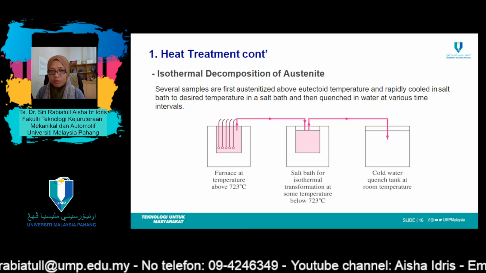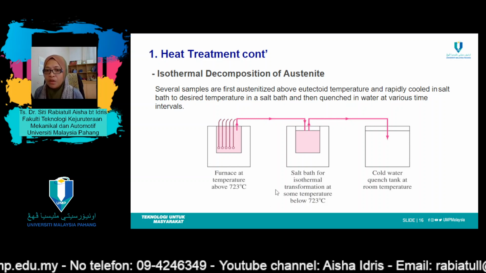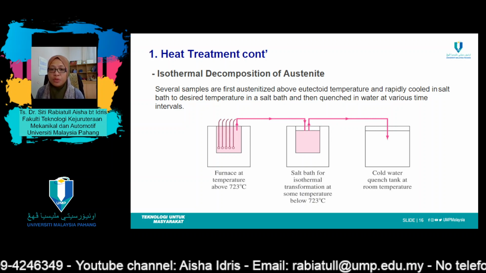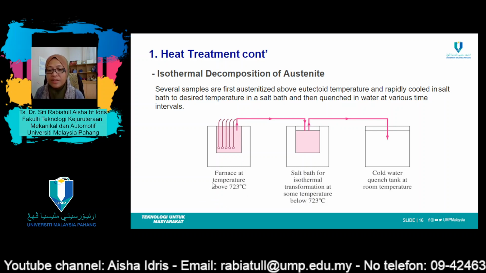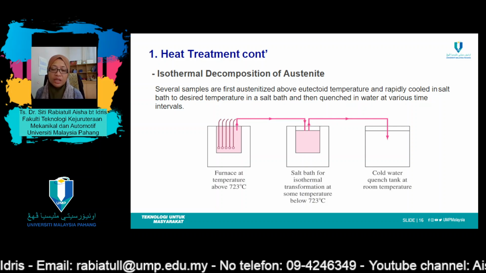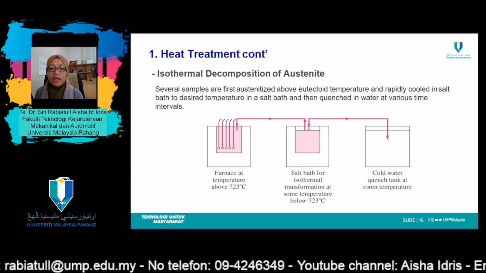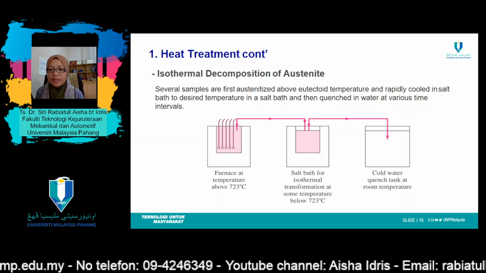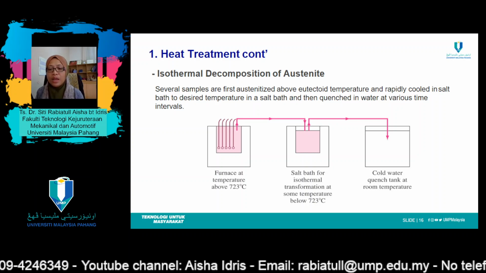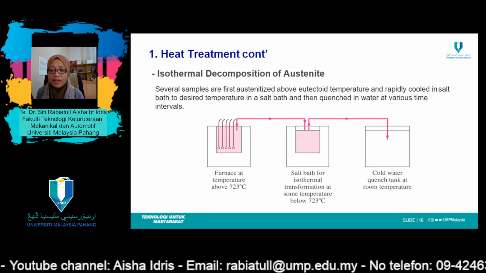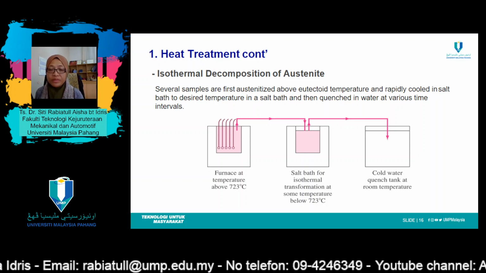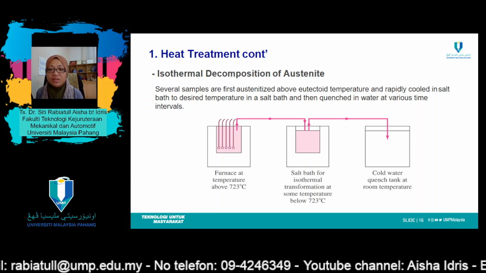Other than slow cooling or controlled cooling, we can do what we call a rapid cool in salt bath to a desired temperature. For example, firstly, we heat the steel until it reaches austenite temperature, which is above 723°C. Then the steel is placed in a salt bath for isothermal transformation at some temperature, which has to be below austenite temperature. Then after that, hold it for a certain duration and move it to a cold water quench at room temperature. So this is called isothermal decomposition of austenite.